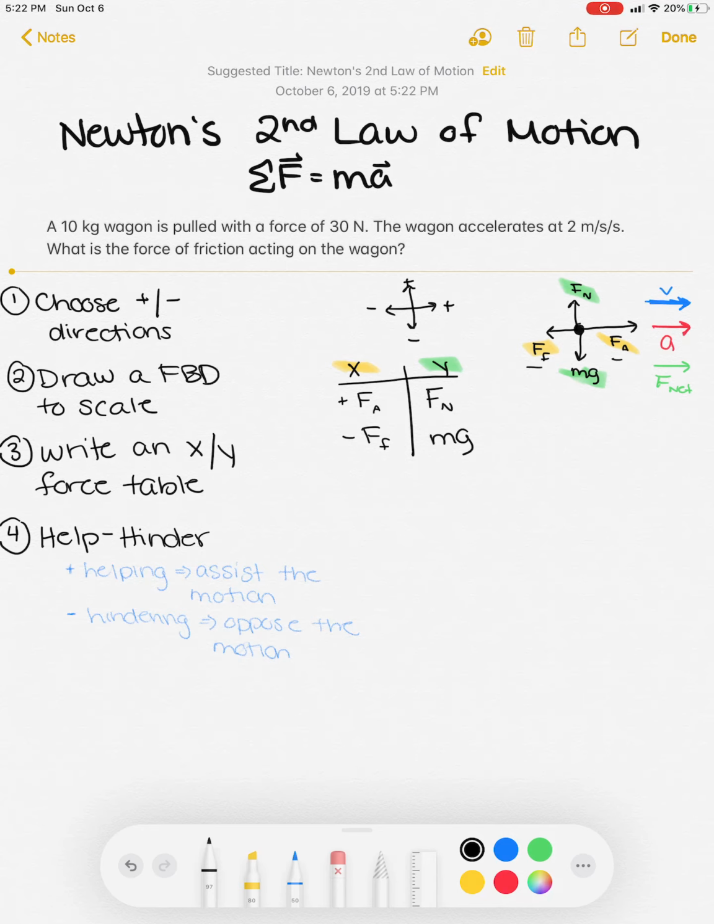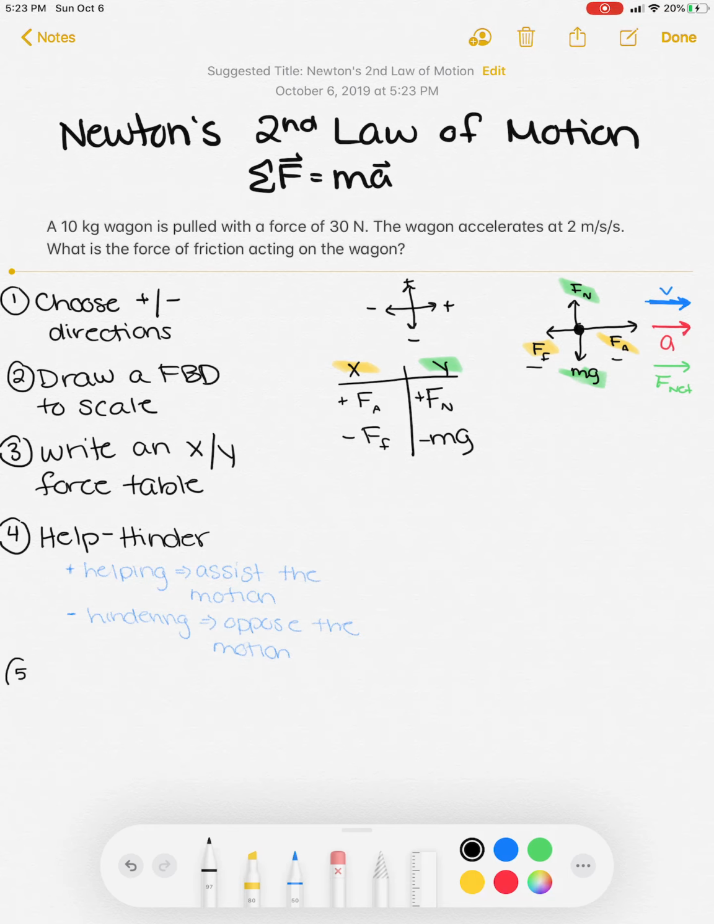Because we don't have any motion in the y direction, you just are going to rely on the x and y signs that we've already drawn. So for the y direction, Fn is up, so it's going to be positive. Mg is down, so it's going to be negative. Pretty simple. Decide the positives and negatives.